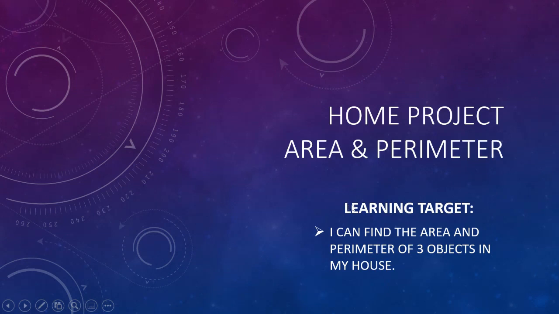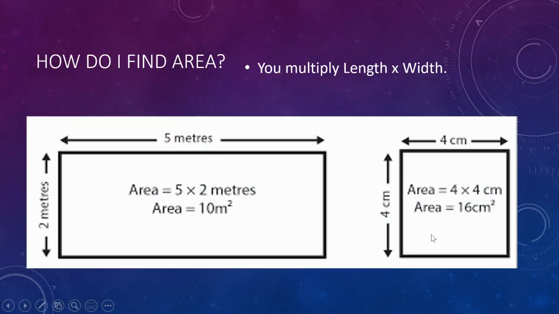Okay, so today our math lesson is a home project for area and perimeter. Your learning target for today is: I can find the area and perimeter of 3 objects in my house. Okay, remember, objects are things, and let's keep going.